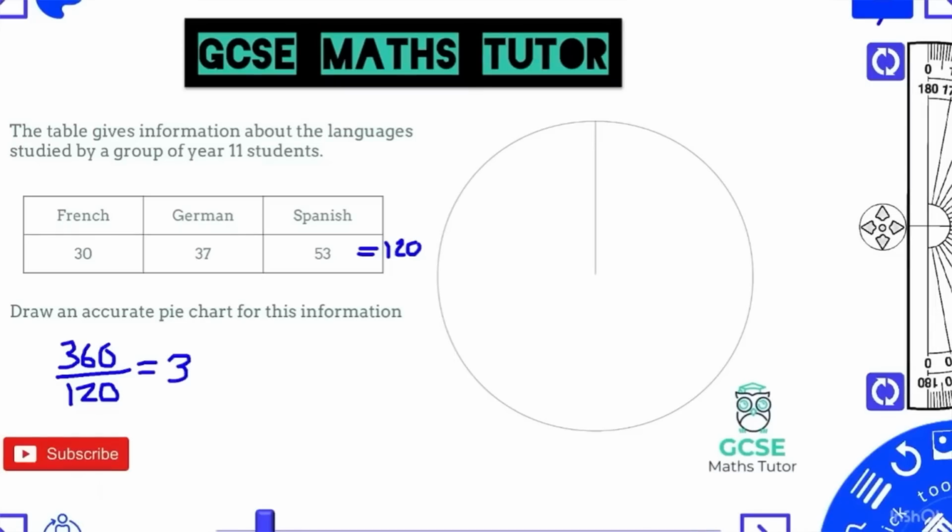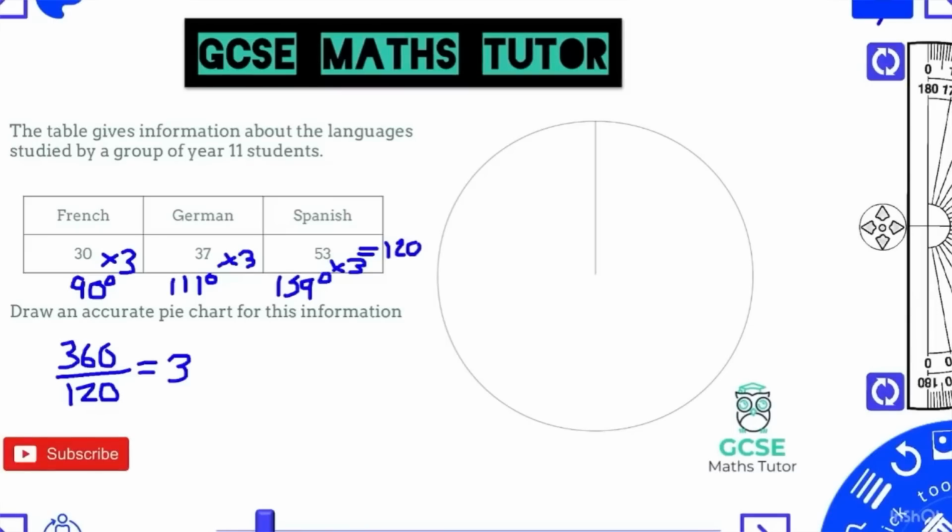So if we multiply them all by 3, and we'll write times 3 next to them all, that would mean that 30 would become 90 degrees, and these are our angles now. We would have 37 times 3, which would be 111, so that would be 111 degrees, which is a bit of an awkward one to draw, and 53 times 3 would be 159, so that is 159 degrees. Now that is the main bit of our working out. We know all of the angles that we need to draw, we just actually need to draw them on correctly.